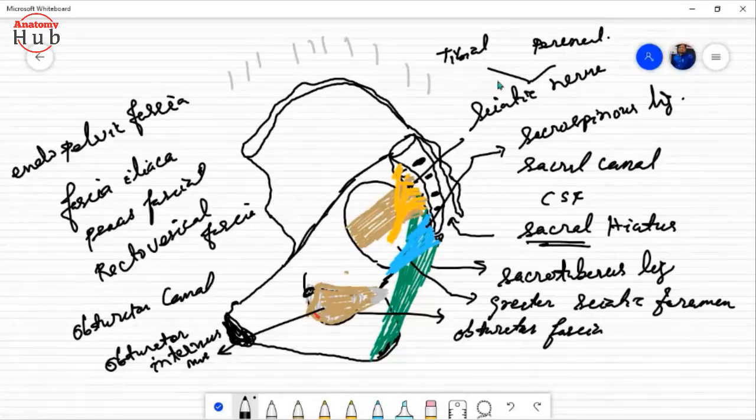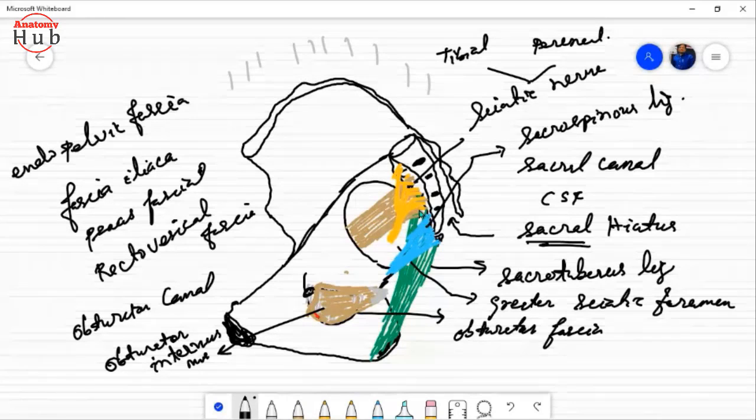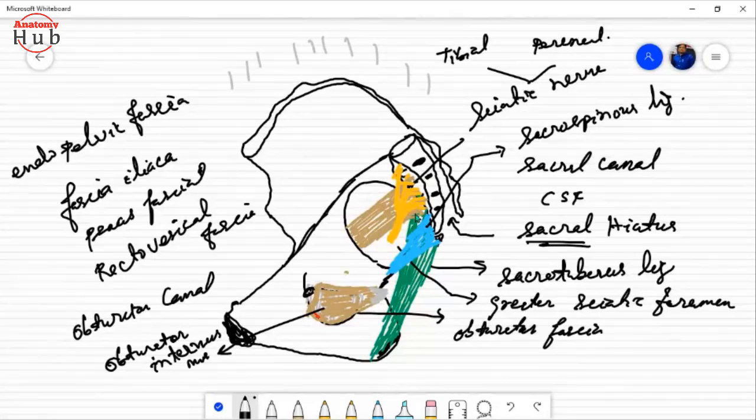Okay, so the tibial part of the sciatic nerve and the peroneal part of the sciatic nerve are united together by a fascia over here. That fascia unites these two nerves, and the combination of these two nerves, this is the common peroneal nerve, right? So these two nerves combined are known as your sciatic nerve.